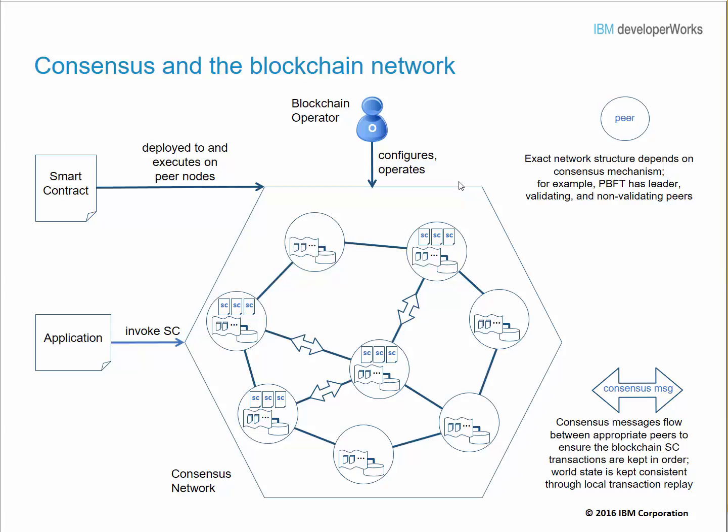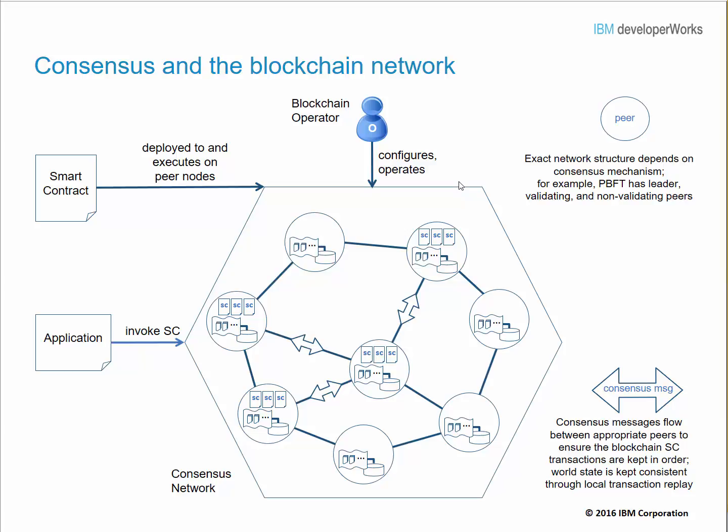By default, PBFT is used, and PBFT stands for Practical Byzantine Fault Tolerance, which is again a consensus protocol, and again is the default in IBM blockchain. Within PBFT, there are certain types of nodes. In particular, there are validating leader nodes, there are validating nodes, and non-validating nodes.